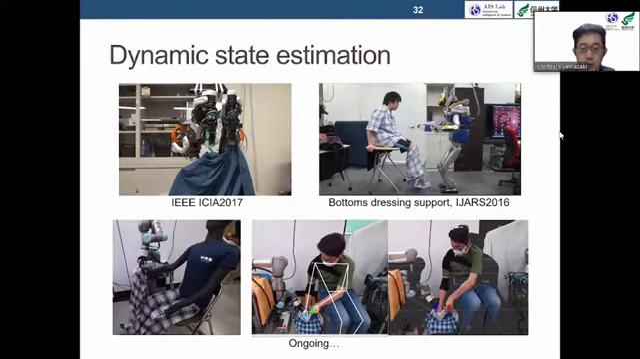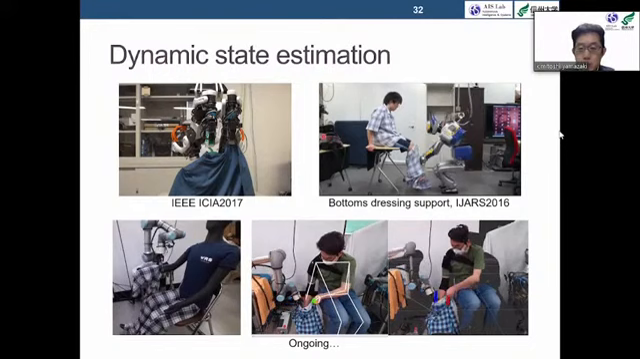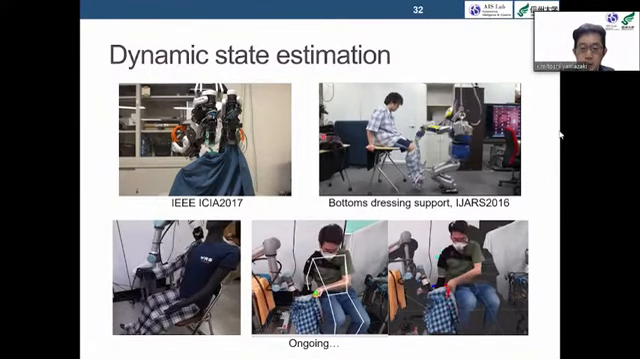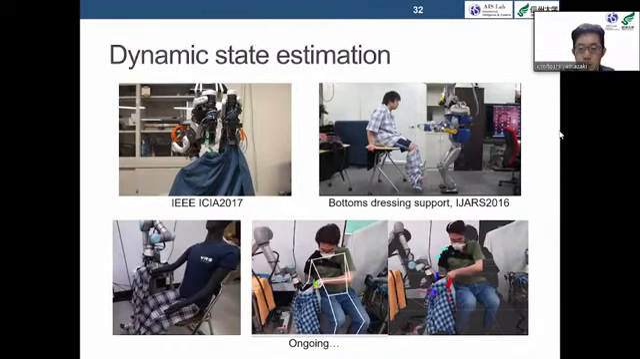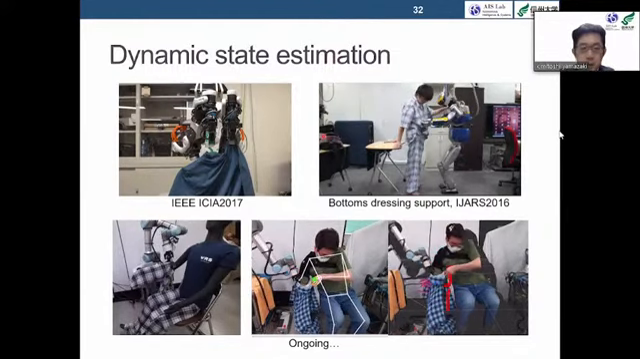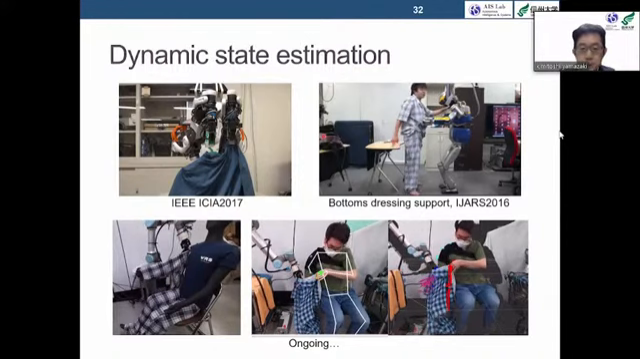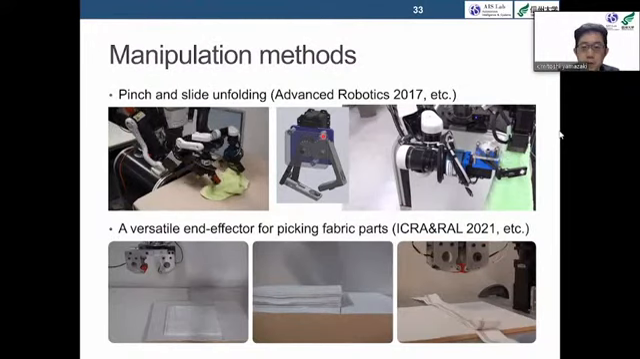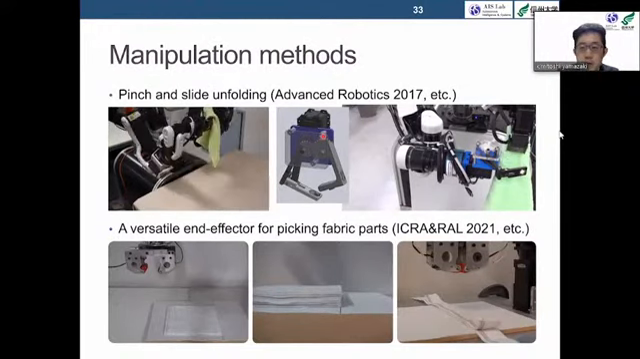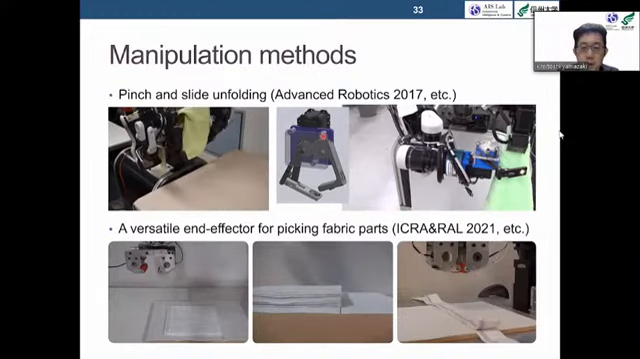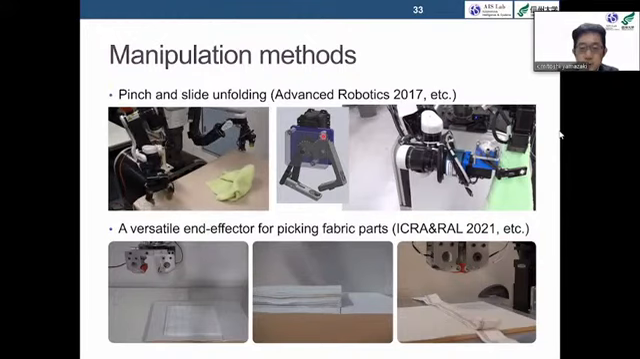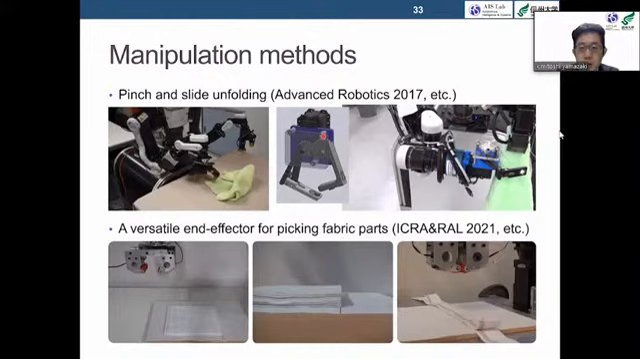And the lower right shows the assistance of dressing according to human movements. The hybrid control of position and force prevents people from being burdened. We are also working on an efficient and stable method of cloth manipulation. The video above left shows what we call pinch and slide unfolding. The hand is moved along the edge of the fabric for efficient unfolding.